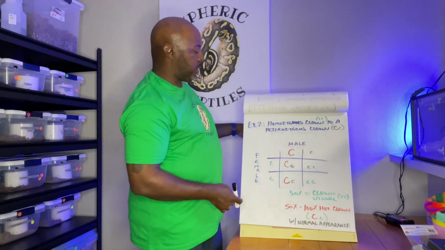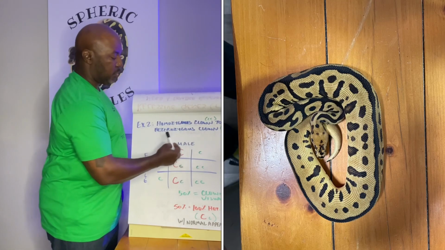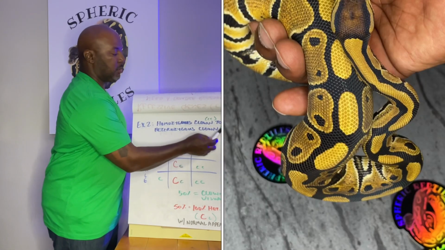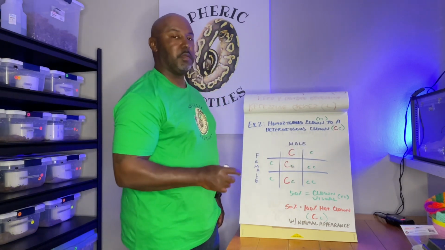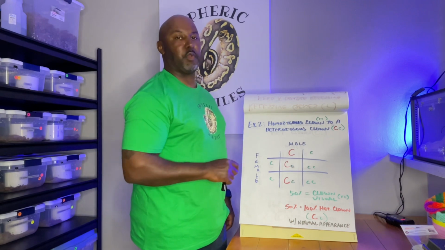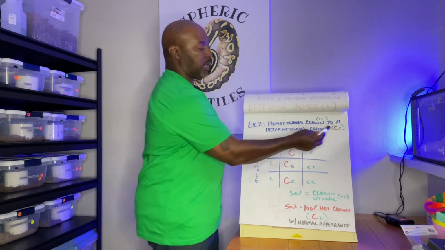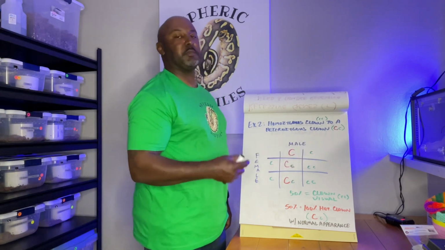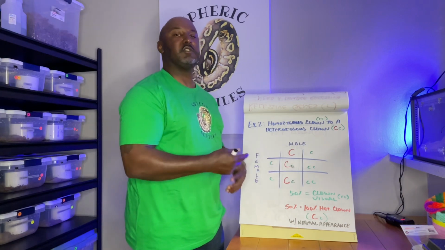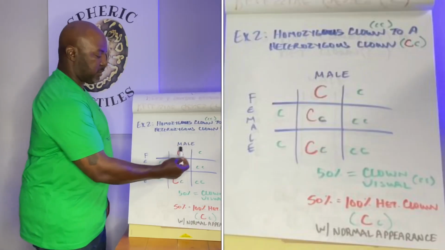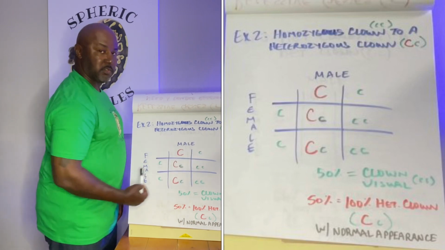And the second example is if we have a homozygous clown, which is small c, to a heterozygous clown, which is capital C, small c. But this capital C in this case represents normal, because you have to have homozygous expressions or a double recessive in order for it to show. So anytime you see a capital, that's a normal. But I'm just trying to tag it with that same spot on the allele or gene so that you know what I'm talking about. Here you have a heterozygous male, it's a normal with a recessive trait for clown.